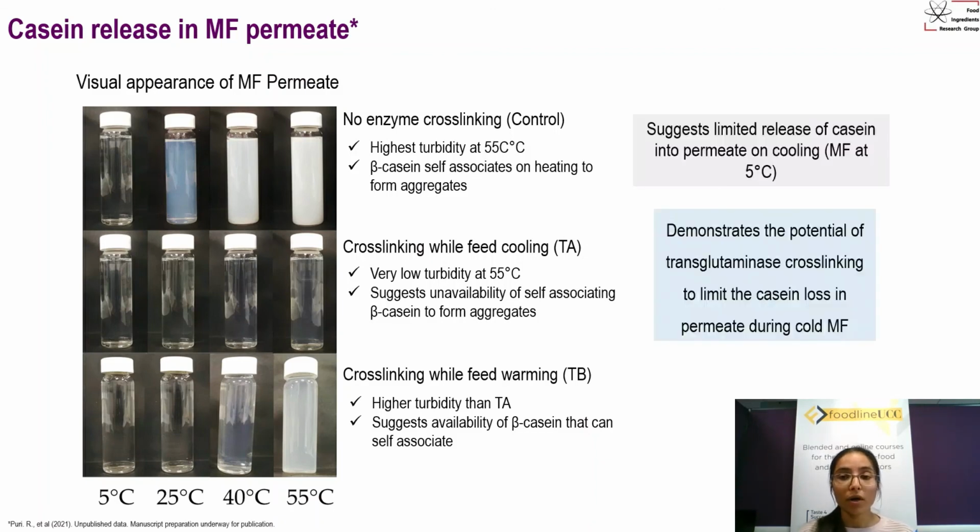So overall, this study suggests that there is a possibility that the protein release was limited into permeate by enzyme cross-linking. So this study demonstrates the potential of transglutaminase cross-linking to limit the casein loss in permeate during cold MF.